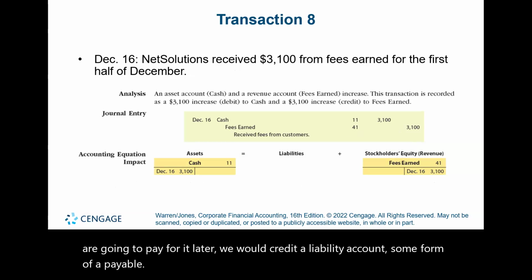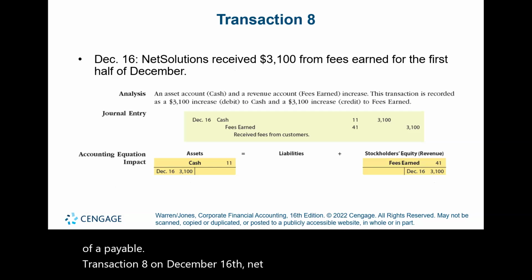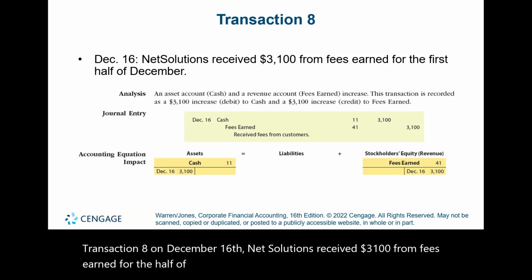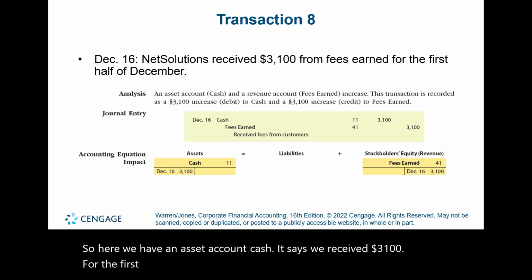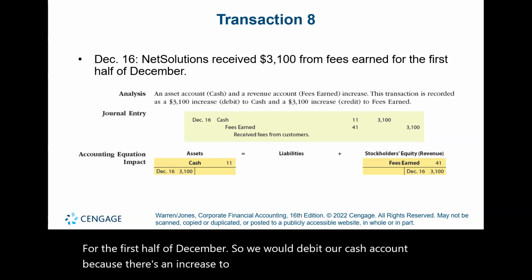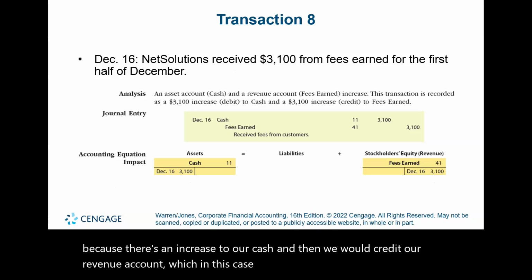Transaction 8, on December 16th, Net Solutions received $3,100 from fees earned for the first half of December. So here we had an asset account, cash. It says we received $3,100 for the first half of December. So we would debit our cash account because there's an increase to our cash. And then we would credit our revenue account, which in this case is fees earned, or the income that we've earned.